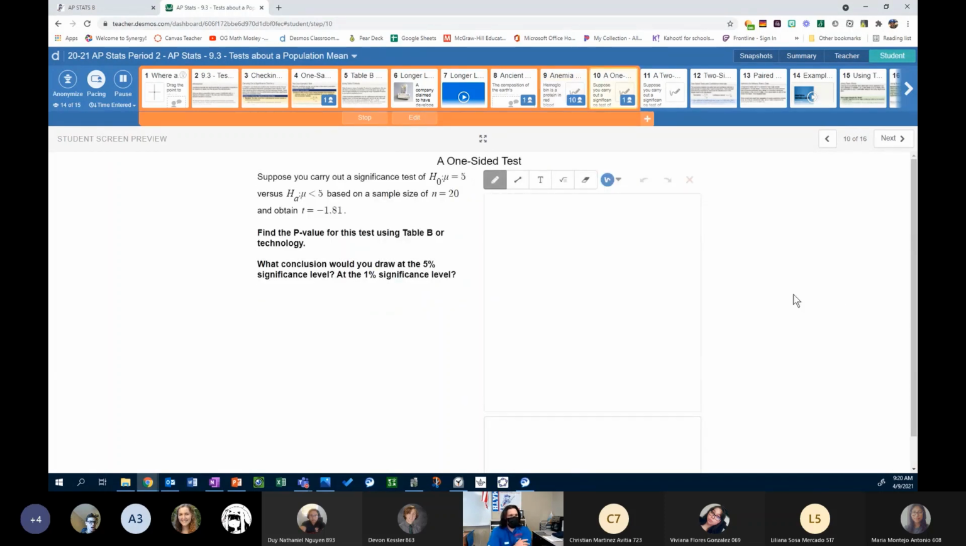So now we have a one-sided test example. Suppose you carry out a significance test of the null hypothesis that mu is equal to 5 versus the alternative hypothesis that mu is less than 5, based on a sample size of n equaling 20, and obtain a t statistic equal to negative 1.81. In this case, we do not have a sample mean or sample standard deviation given, but we are just told right off the bat what the t statistic is.